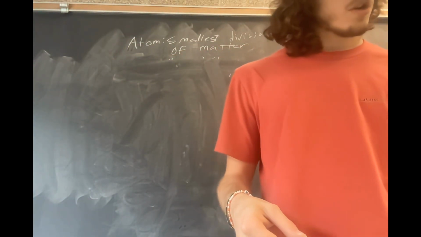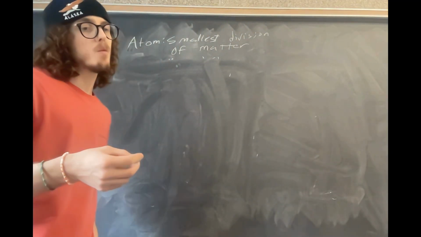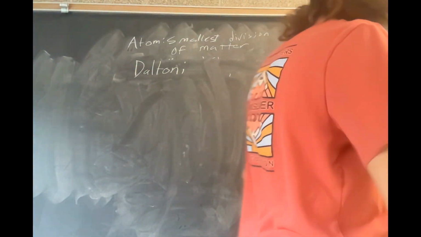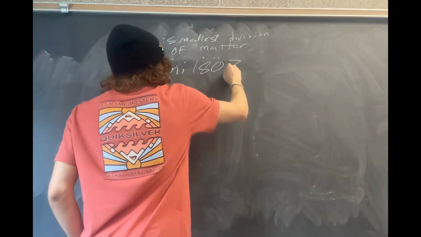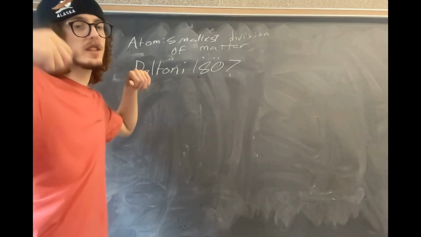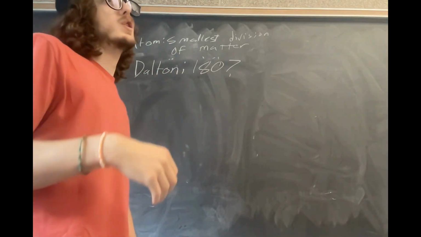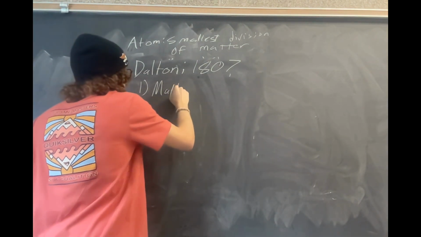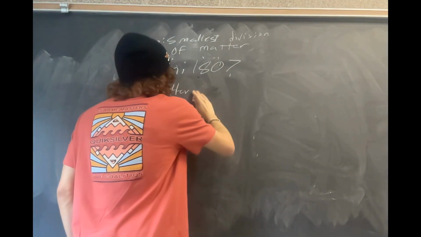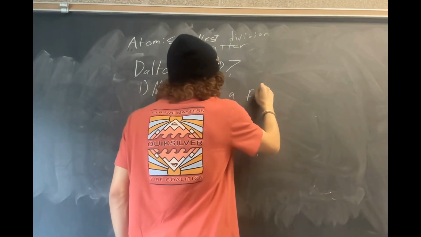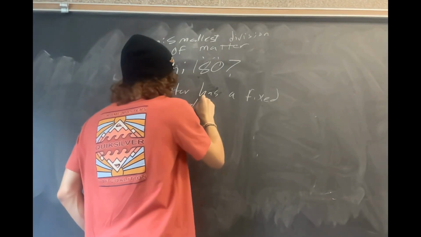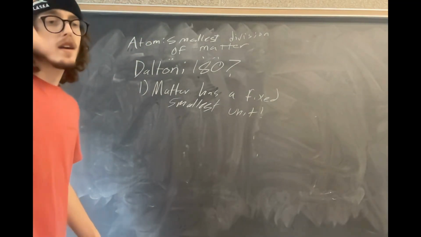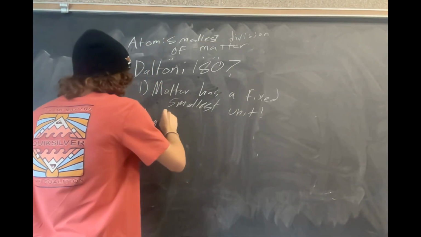Okay, so the first thing that we thought about was Dalton. John Dalton was a scientist in the 1800s, and his publications in 1807 really sparked this idea of wanting to understand what an atom is. They really had no idea what an atom actually looked like at this time. But he came up with some postulates: matter has a fixed smallest unit. That's the idea of an atom, right? Matter has a fixed smallest unit. And then atoms have different properties.